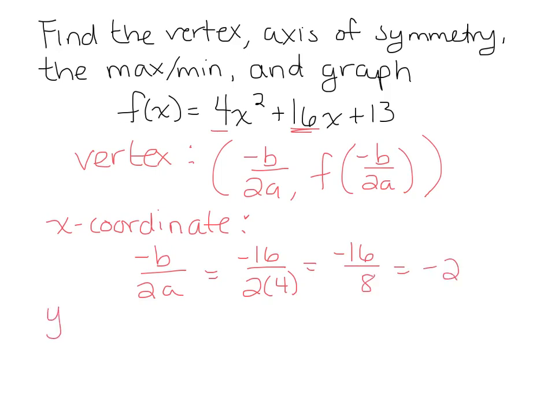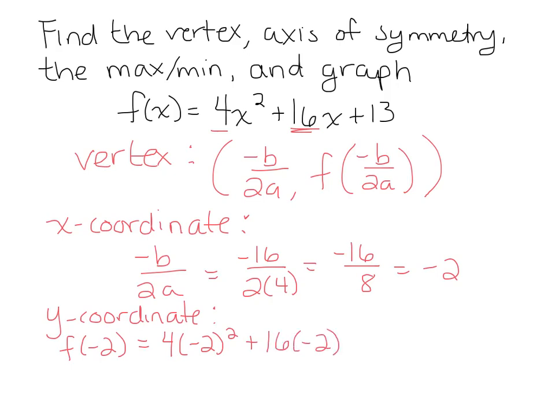To find the y-coordinate, you'll substitute in negative 2 into the function and simplify. So the vertex is negative 2, negative 3. From the vertex, we can find the axis of symmetry and the maximum or the minimum.